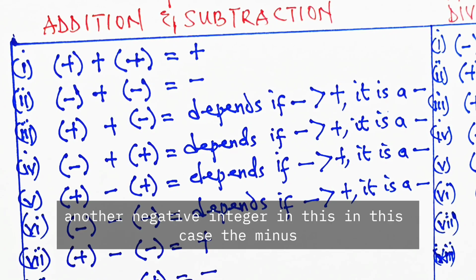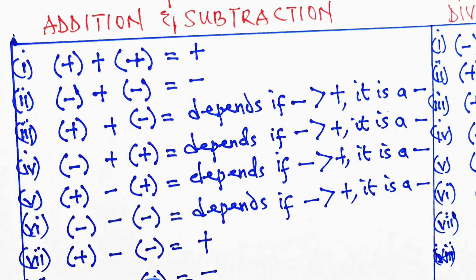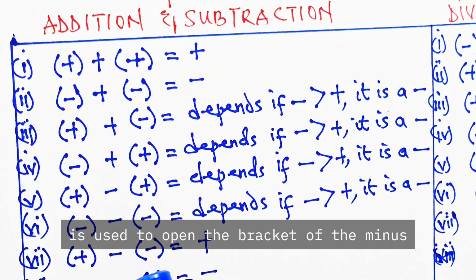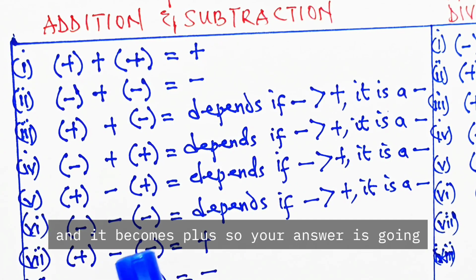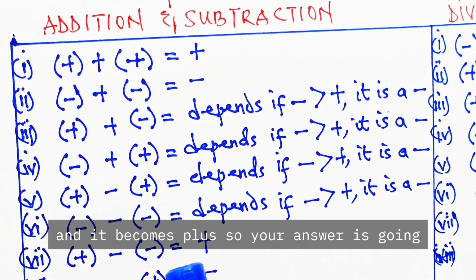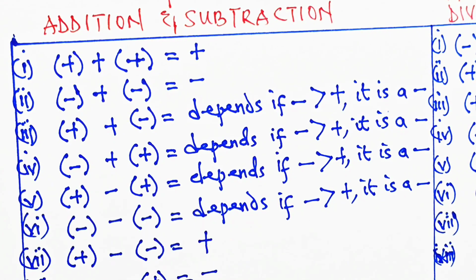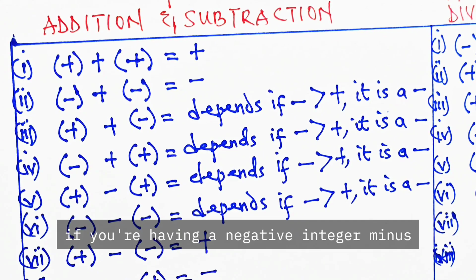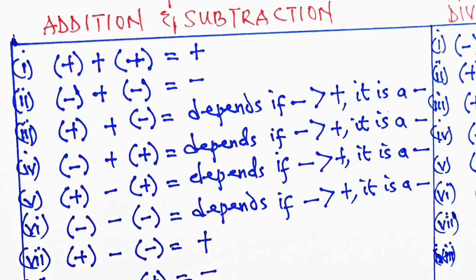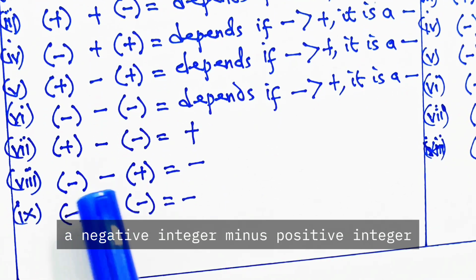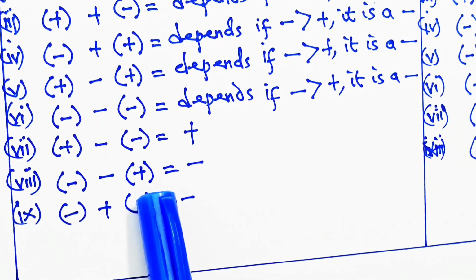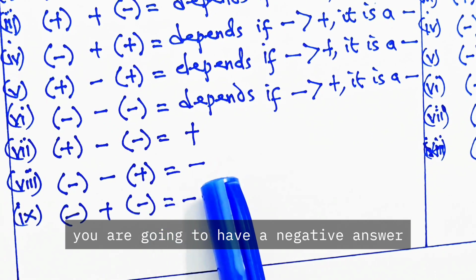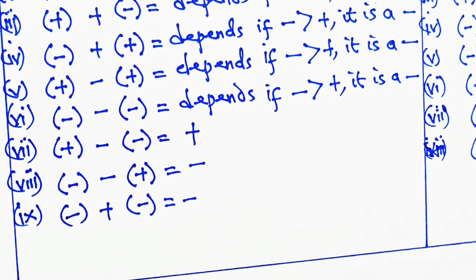So the seventh one is when we're having a positive integer subtracting from another negative integer. In this case, the minus is used to open the bracket of the minus and it becomes plus. So your answer is going to give you plus. This eighth one, if you're having a negative integer minus a positive integer, you are going to have a negative answer.